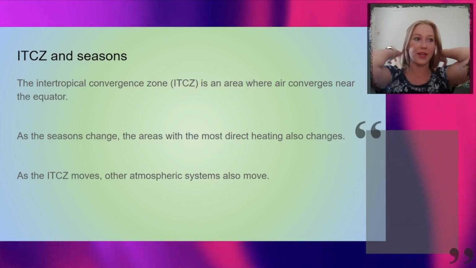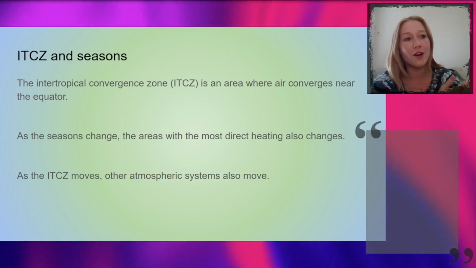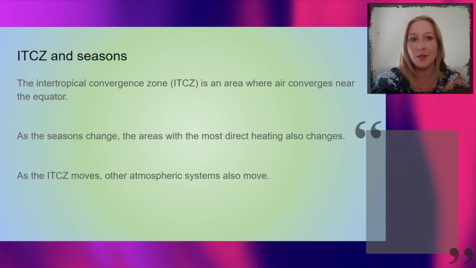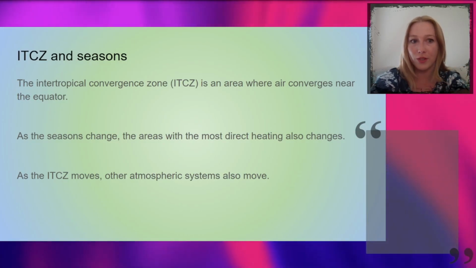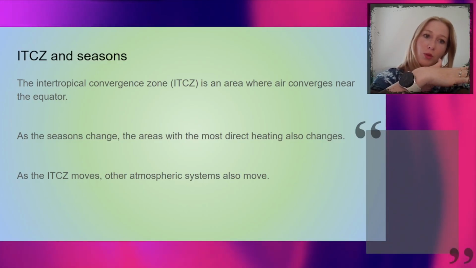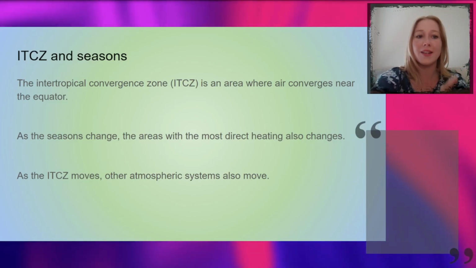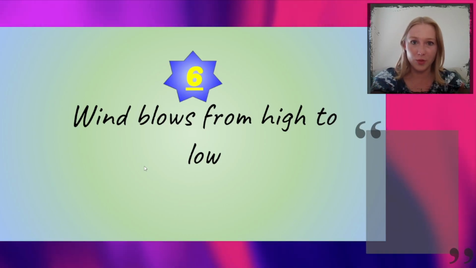One example that the South African students need to understand is how the mid-latitude cyclones move. In summer, the mid-latitude cyclones are very far south, so they don't reach South Africa. And in winter, as the ITCZ moves more north, the mid-latitude cyclones also move north, and they bring with them rain and cold fronts.